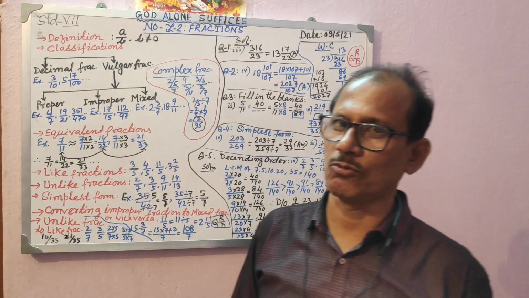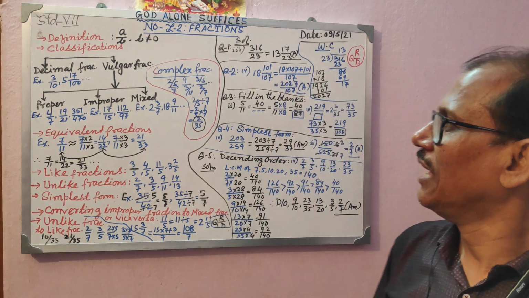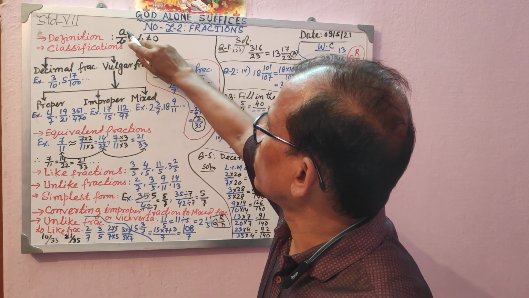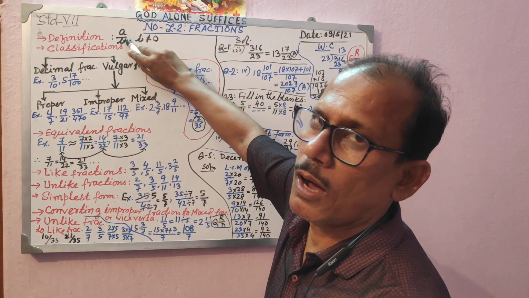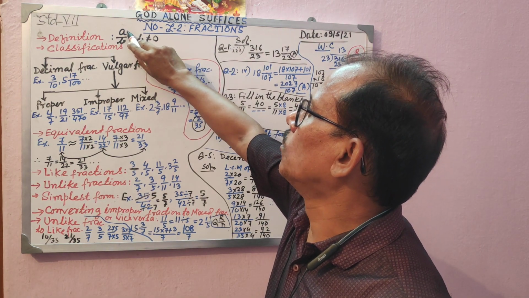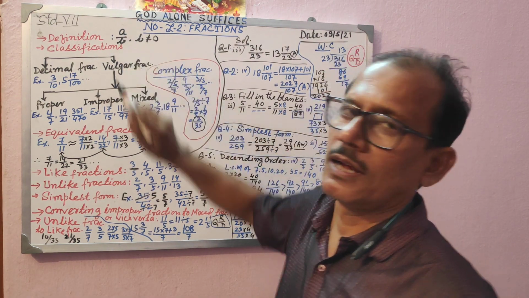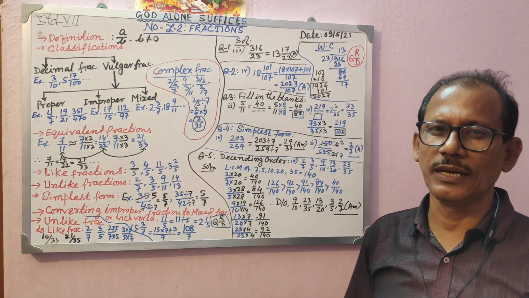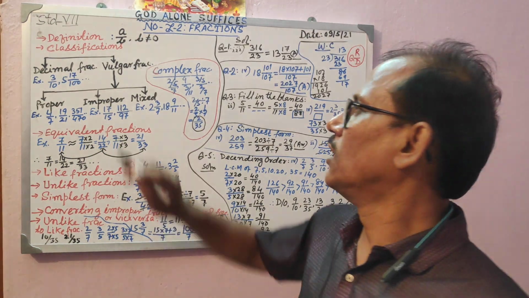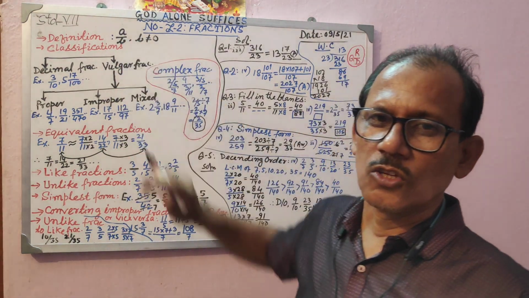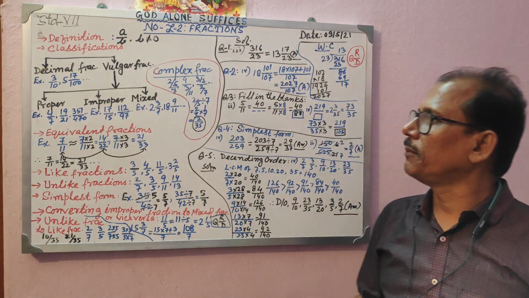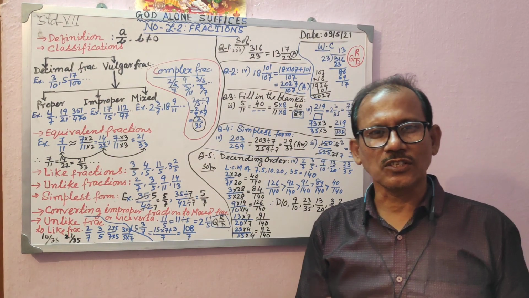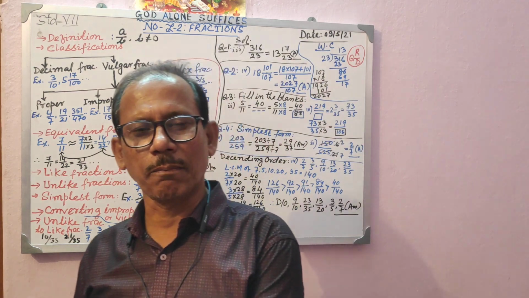Before that I must say what is numerator and denominator, isn't it? Numerator means the number on the top of the bar. This is a divisional bar. The top of the bar is called numerator and the bottom of the bar is called denominator. Denominator means another name for divisor. Could you understand?